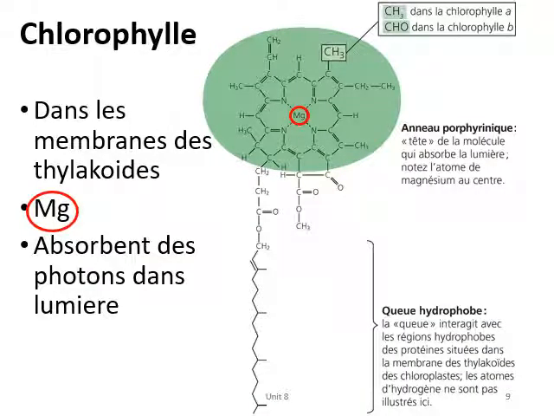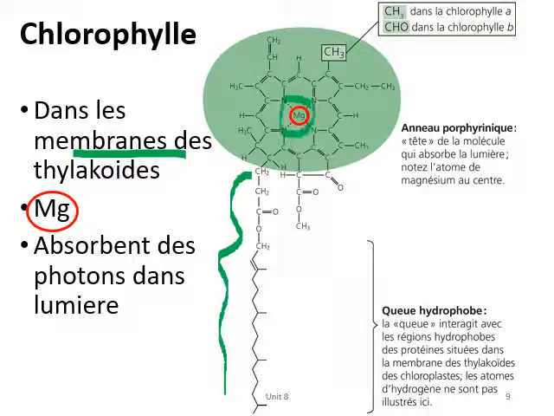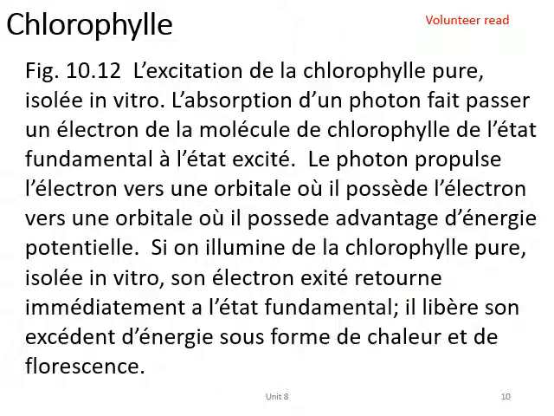We need to understand the structure of chlorophyll. This will help you understand your crops and how lack of some minerals or nutrients could affect them and cause disease. Where is chlorophyll found? In the membranes of the thylakoids. It consists of a carbon skeleton with a magnesium atom. Please pause for a volunteer to read this.